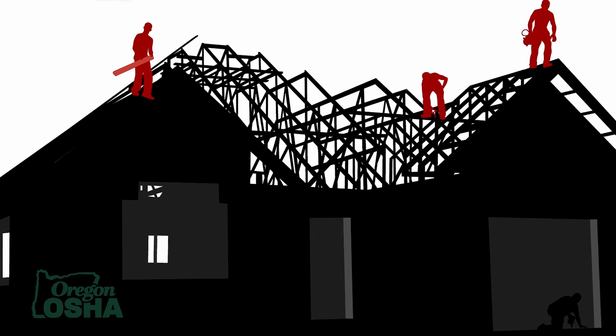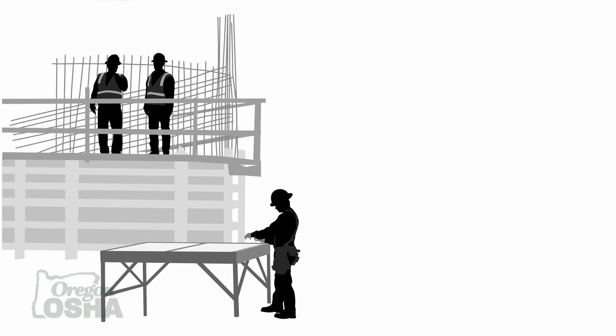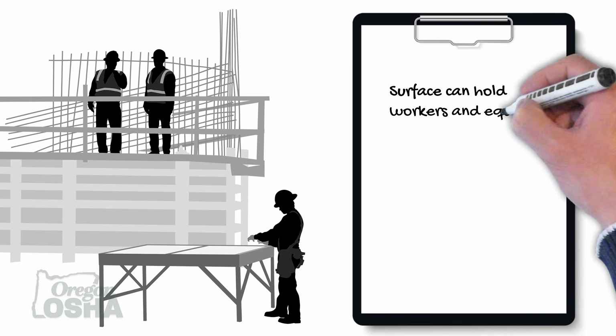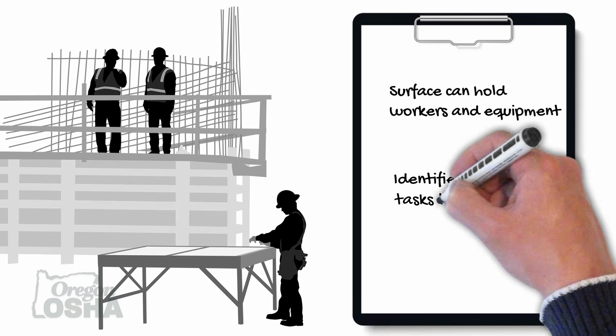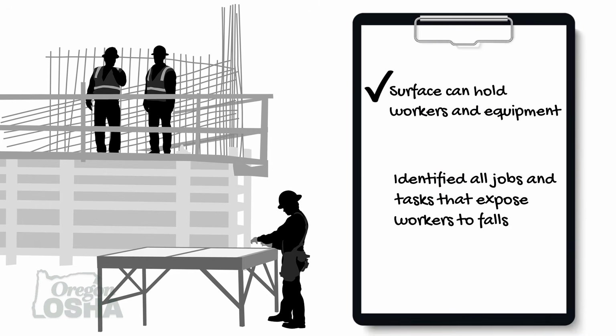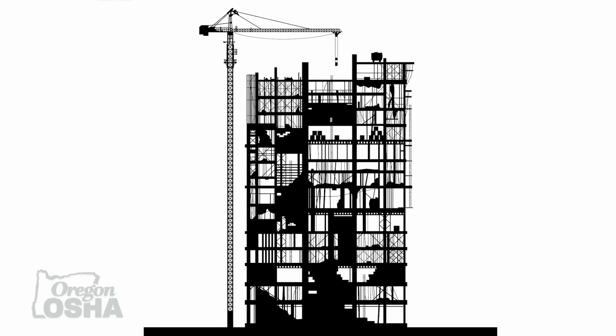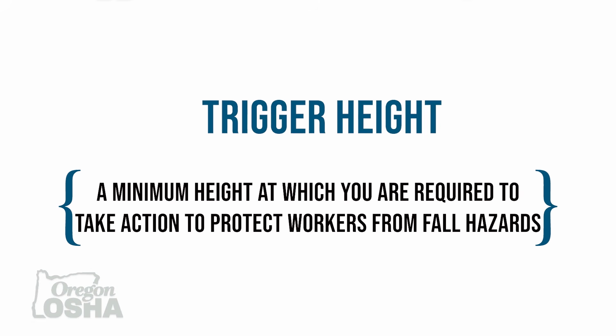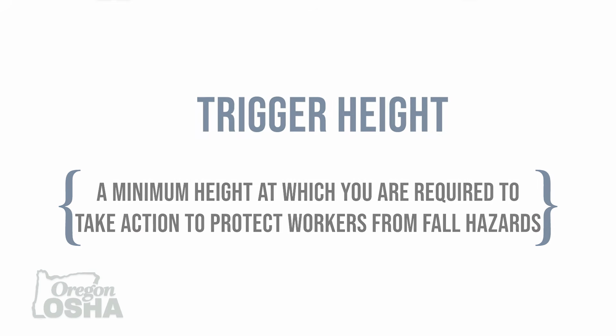It's important that you start from the ground up, evaluating each phase of the project. Begin by making sure that all surfaces have the strength to hold workers and their equipment, and all jobs or tasks that expose workers to falls are identified. There's a variety of fall hazards, and there are different trigger heights dependent on the work being done. A trigger height is the minimum height at which you're required to take action to protect workers from fall hazards.